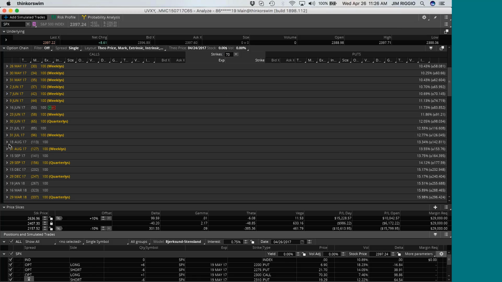By the way, they only changed that maybe about 5 years ago. When weeklies first came out, they didn't use the weeklies. They would only use the monthlies, and they would have to calculate everything off of the monthlies.